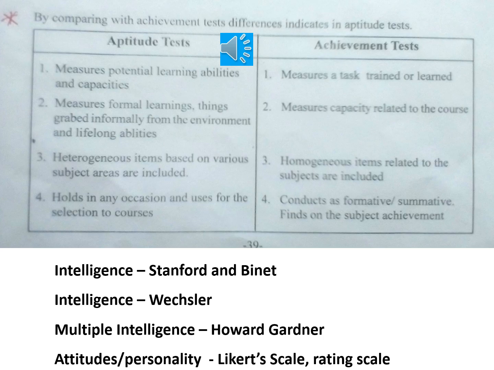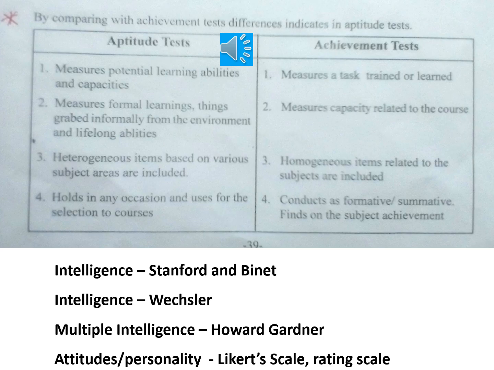Number 3, heterogeneous items based on various subject areas are included. Heterogeneous means different types of items based on various subject areas, linguistic, mathematical, music, right? So all the different areas can be included. Achievement tests, homogeneous items, similar items related to the subjects are included, right? The scope is limited. Then number 4, holds on any occasion and is used for the selection to courses.